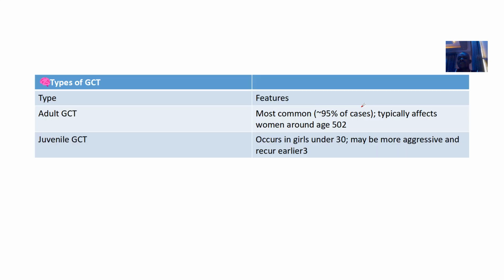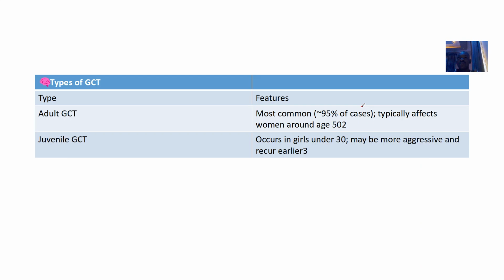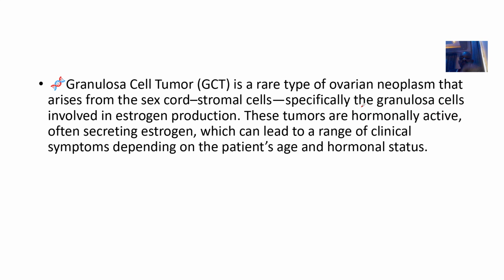Now, can you start reasoning the complications that such a person will have? Okay. So what is supposed to provide estrogen is having problems. Right? So these tumors are hormonally active. So you have plenty of estrogen being secreted. So this is what causes the issues.